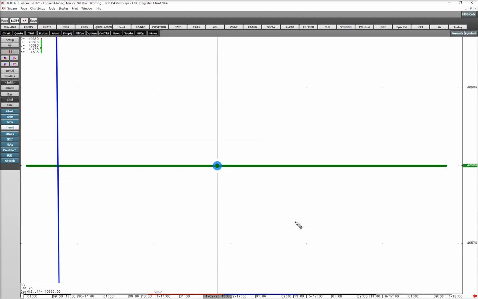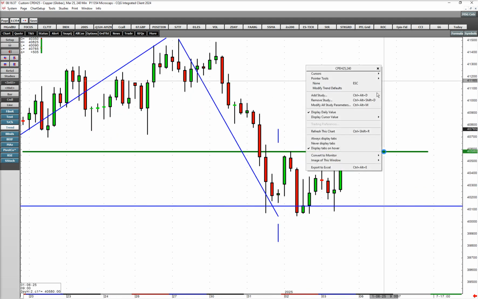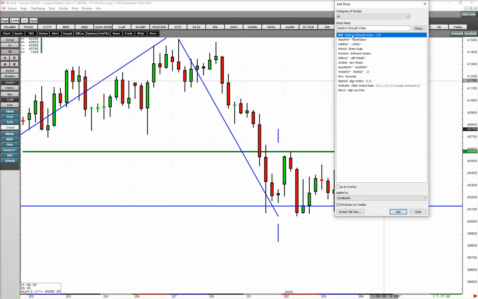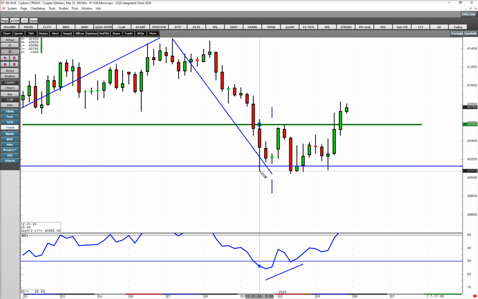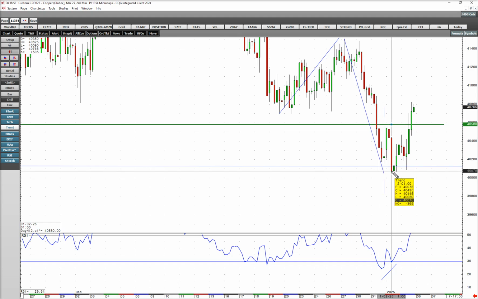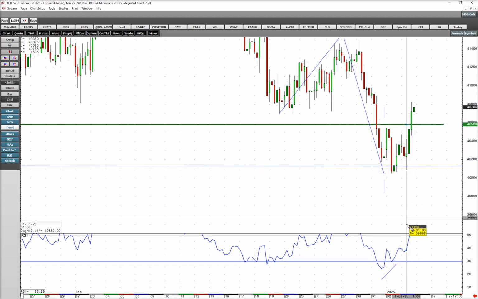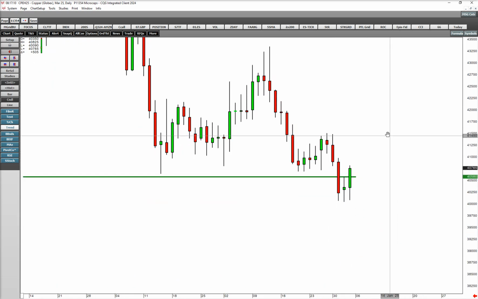And one of the other things that made this a good setup was that on the 240-minute chart, which is a 4-hour chart, there were divergences. This push down here and this push down here, you tagged a little bit lower, but you made a higher low. So you would expect a higher low on the oscillator, but there's your divergence on the 240-minute chart.